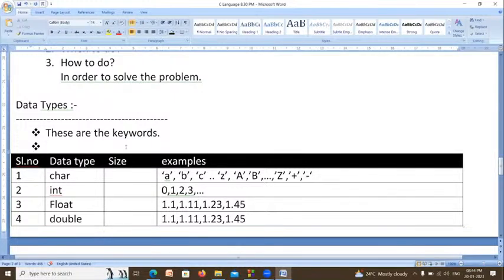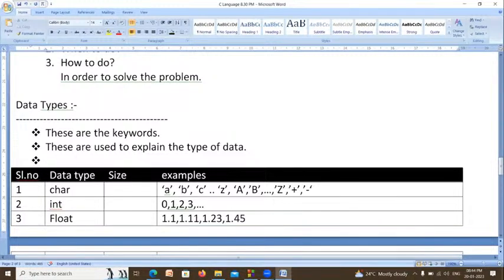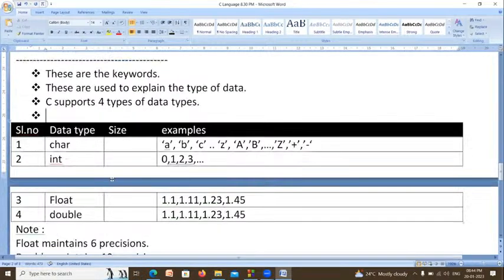So what is the use of this? Read this question from right to left. It is used to explain the type of data, right? In C language, there are totally 4 types of data types. C supports 4 types of data types, right?